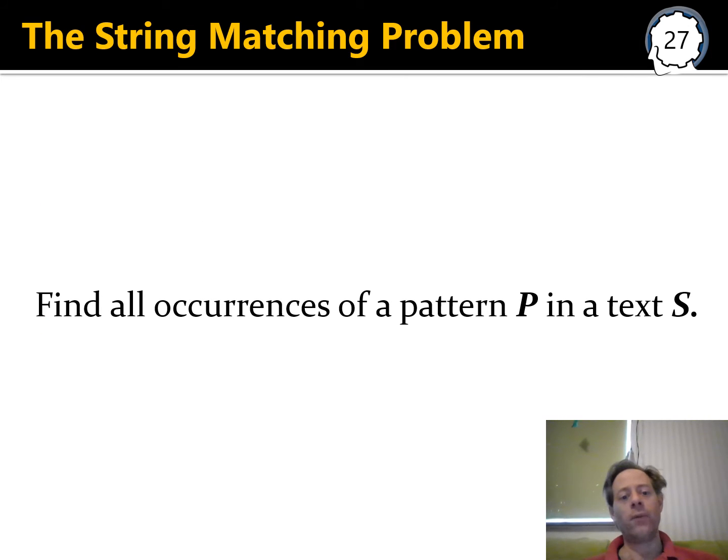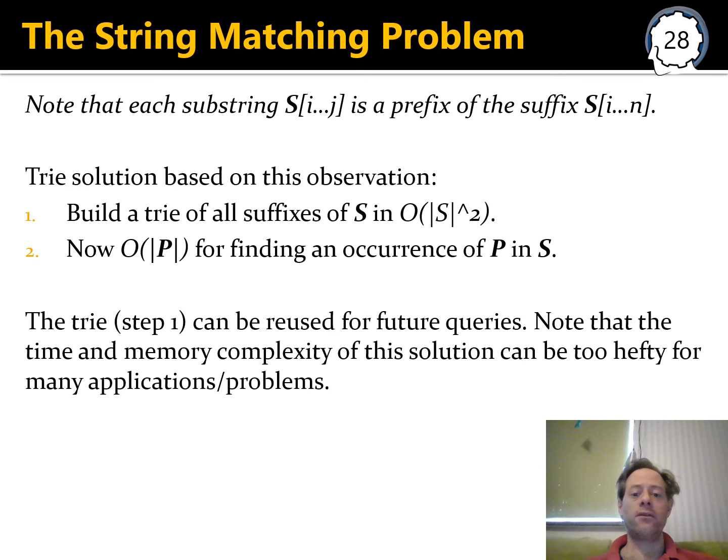Then we have the string matching problem. In the string matching problem, we have a text called S, and then we want to find all the occurrences of a particular pattern P in this text. To do this, it's important to notice that each substring is a prefix of a suffix.